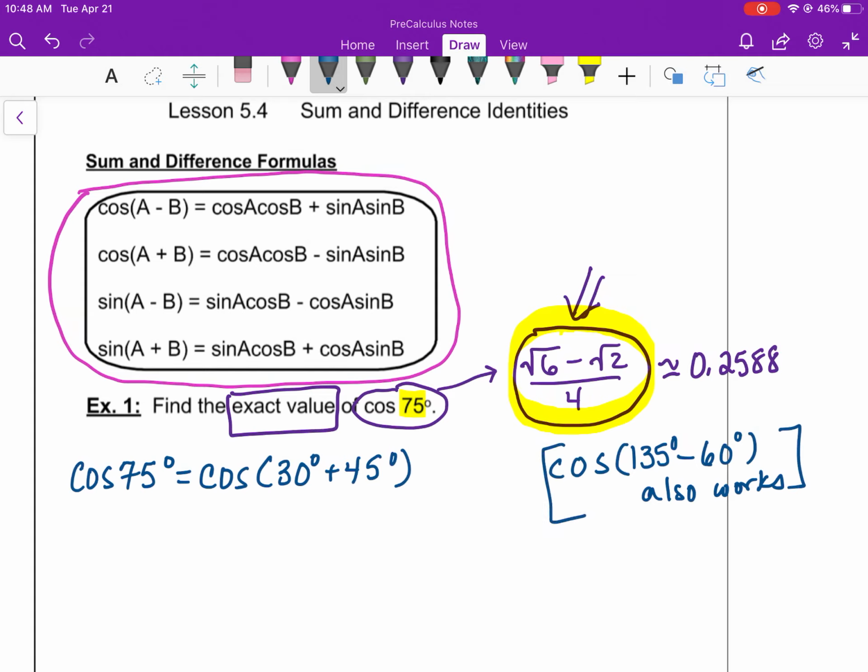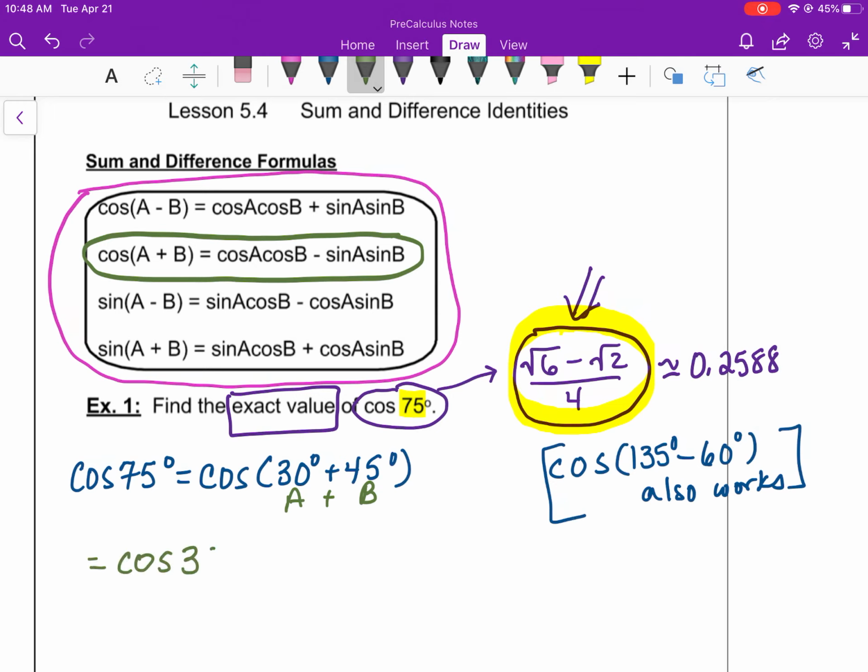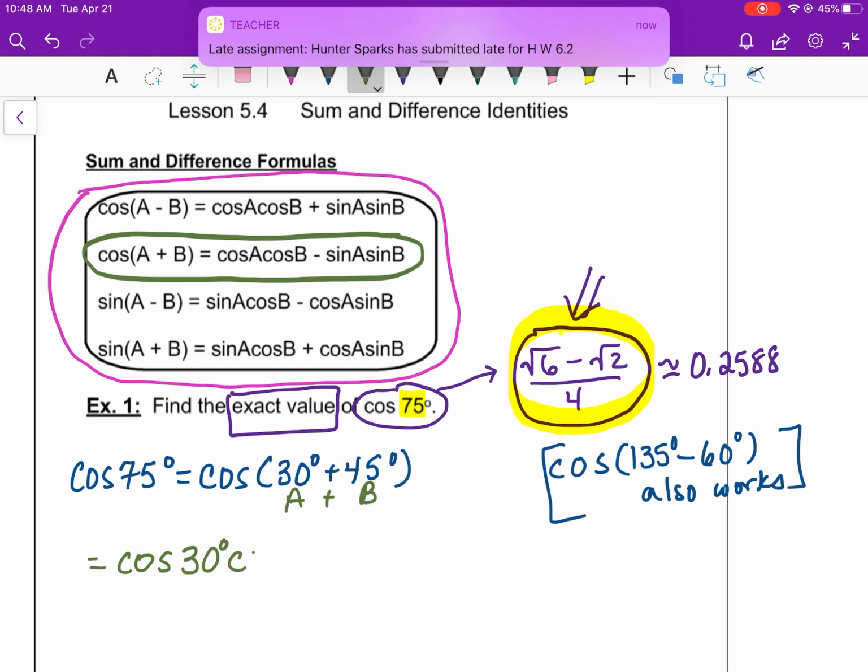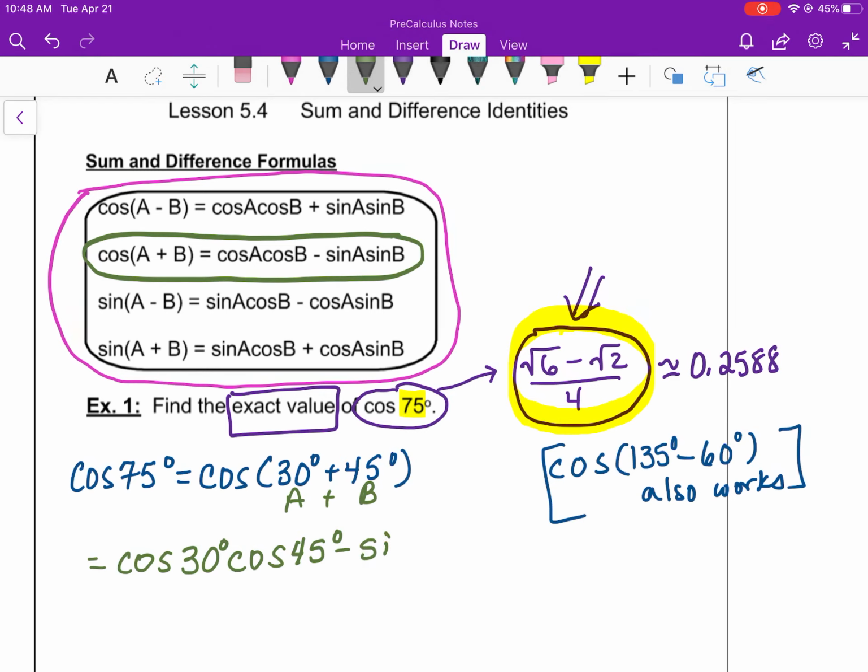All right, from here, I'm going to go back to my formulas. And I'm going to use this one right here. Why? Because I have A plus B, and I have cosine. So the formula says I take cosine of A, so that's 30 degrees, times the cosine of B, and then I subtract the sine of A times the sine of B.